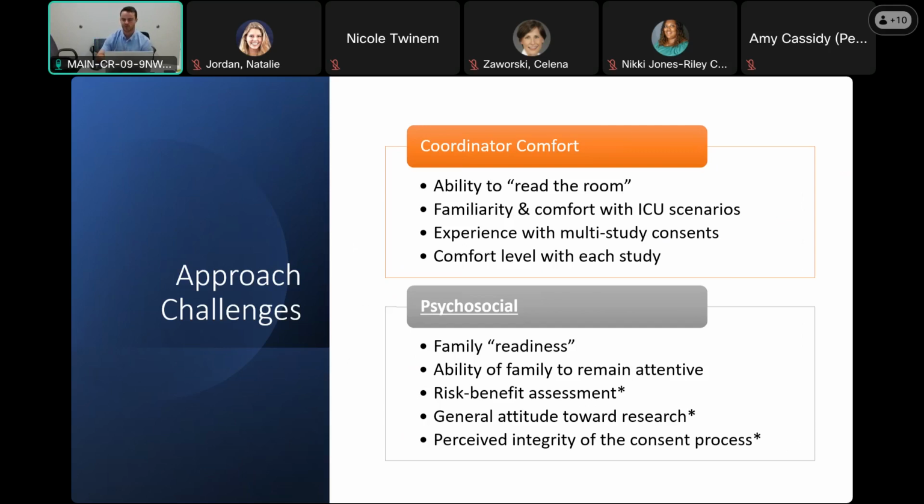The risk-benefit assessment of approaching the family for these studies, the general attitude towards research, and then perceived integrity of the consent process. You might be going for several studies like I mentioned. However, that does not mean that you should compromise the integrity of the consent process. You should always be going over every single section that you need to make sure that the family is aware of everything that's going on, and also all the sections that are legally required to be discussed with the family. You should not be skipping out on anything when discussing the studies with the parents, if they're willing to hear about the research in the first place.